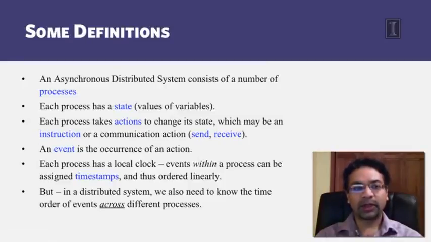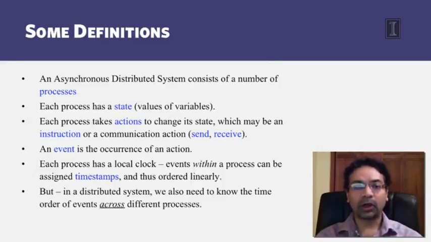Now, each process may change its state by taking actions. An action might be an instruction. It may increment a variable, and that changes that variable, so it also changes that process's state. Or it might send a message to some other process, or it might receive a message from another process. These are the three kinds of actions or events that can happen in the system: an instruction, a message sent to another process, or a message being received from another process.